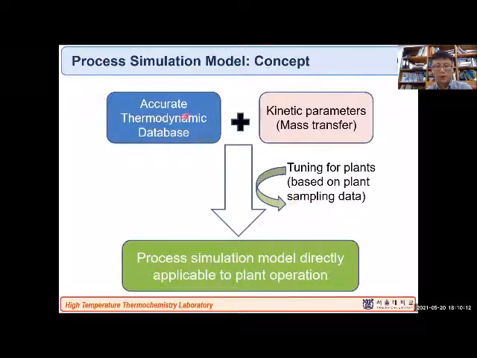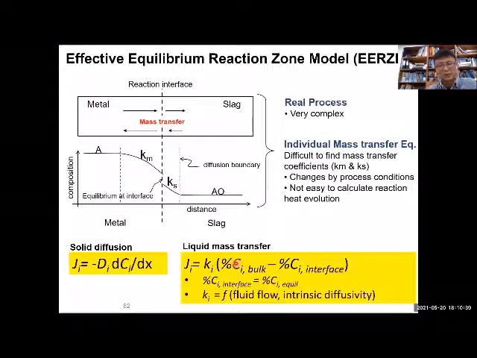So we have a good thermodynamic database for a wide range of composition and a wide range of operation conditions. And if we can connect this database with kinetics, then we can make a process simulation model. And of course, this kinetics depends on the plant, okay? So we have to tune it a little bit with the actual plant data. Then we can make a very good predictive model. So that's our process simulation model idea, okay?